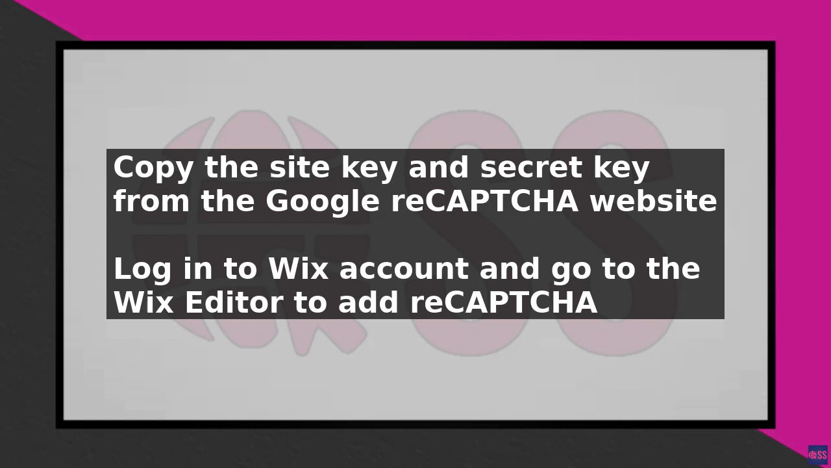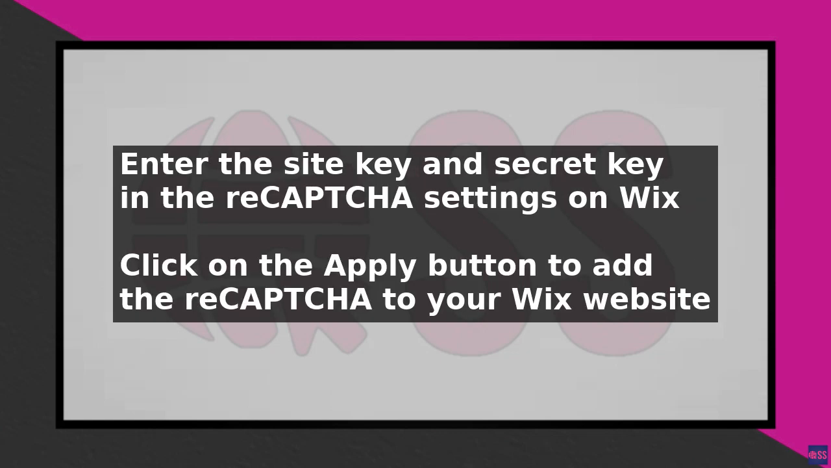In the Recaptcha settings, enter the site key and secret key you copied from the Google Recaptcha website. Choose the type of Recaptcha you want to use in the location where you want to add it. Finally, click on the Apply button to add the Recaptcha to your Wix website.